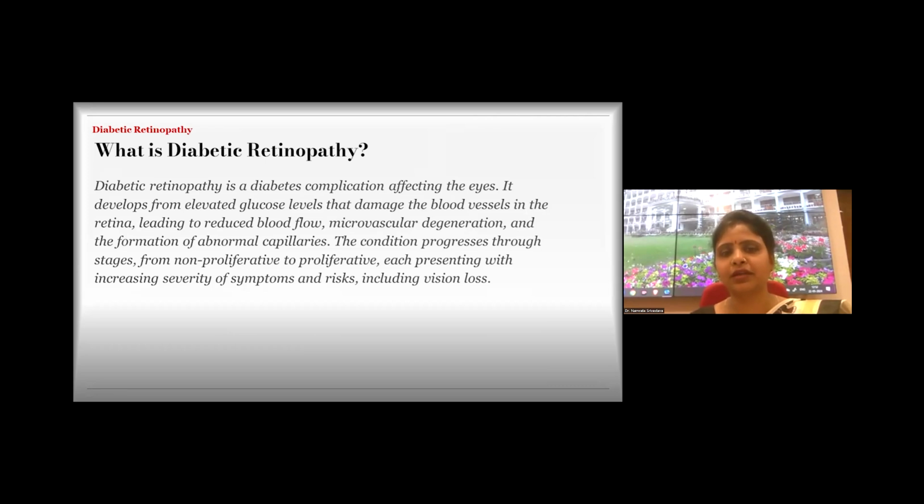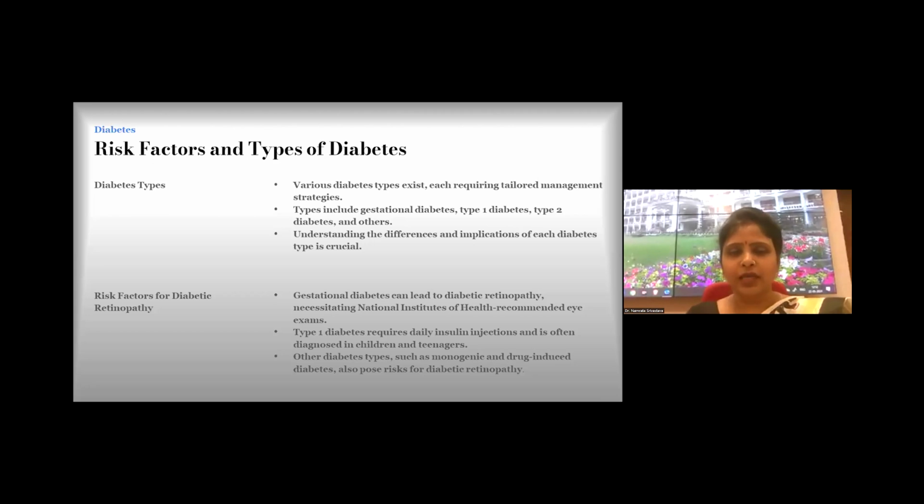It develops when elevated glucose levels damage the blood vessels in the retina, leading to reduced blood flow, microvascular degeneration, and the formation of abnormal capillaries. The condition progresses in stages from non-proliferative to proliferative, increasing the severity of symptoms and including vision loss. So we can say that diabetic retinopathy should be a concern because unhealthy sugar can accumulate in the blood vessels of the retina over time, causing blindness.